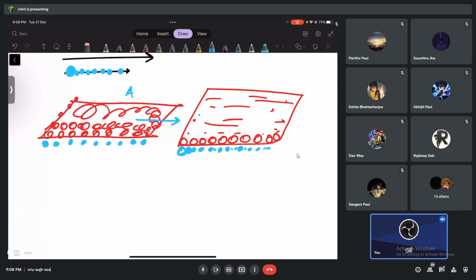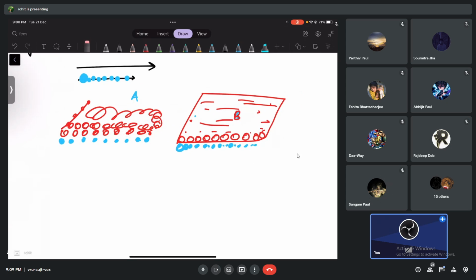Area A and area B. Which one is bigger, A or B? I think I made it clear. B is bigger. I really want to draw A smaller, huh? So A is small and B is a bigger area.